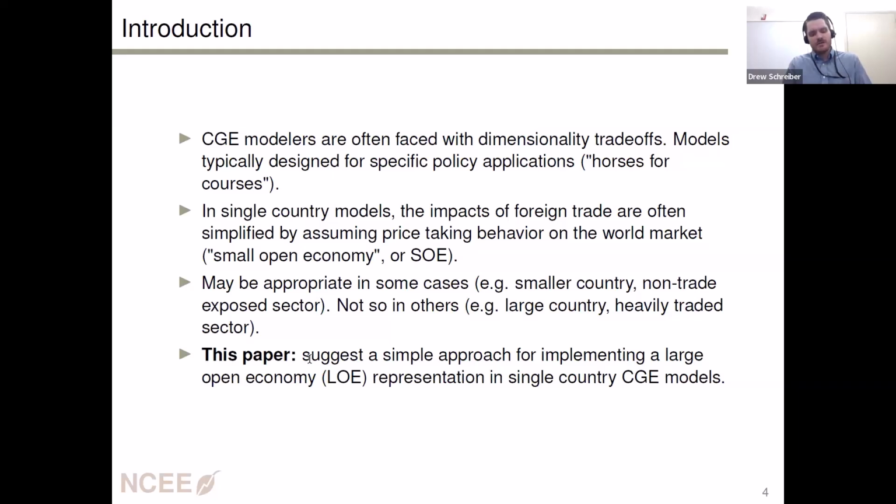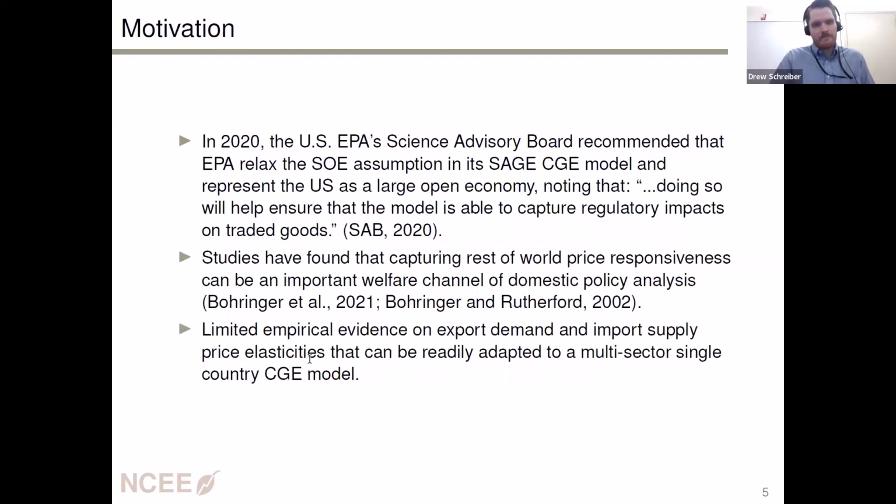And so, this paper tries to assess what the numerical evidence might be in terms of whether an SOE assumption is appropriate, and in instances when it may not be, suggest a simple approach for implementing a large open economy, or what I'll refer to as an LOE representation, in single country models in a relatively simple way.